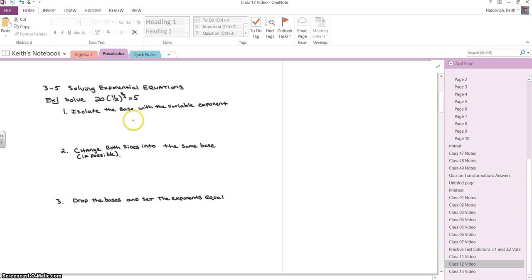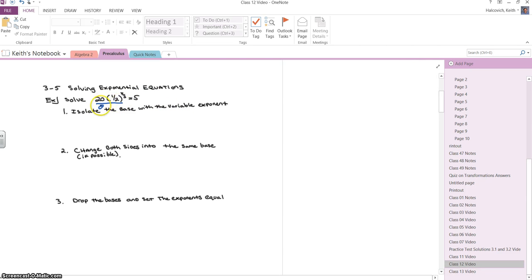The first thing we want to do with an exponential equation is isolate the base with the variable exponent. So we're going to isolate the 1/2 by dividing by 20. So we get 1/2 to the x over 3 is equal to 1/4.